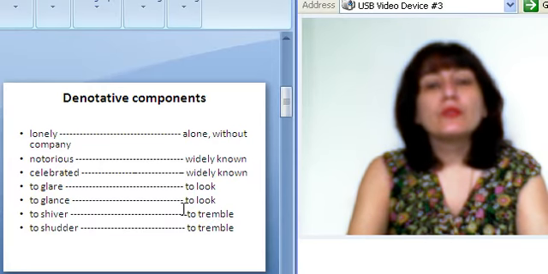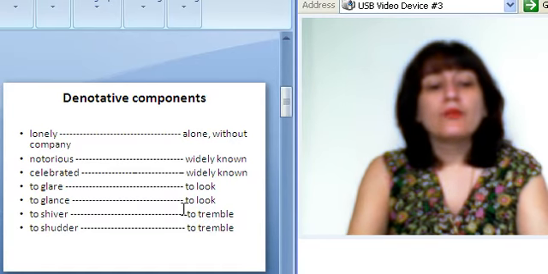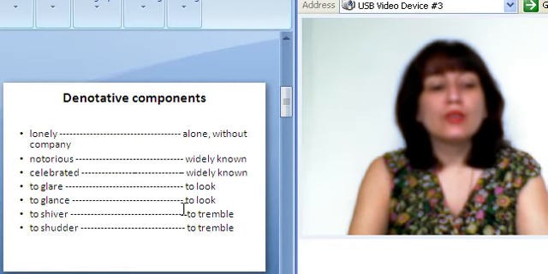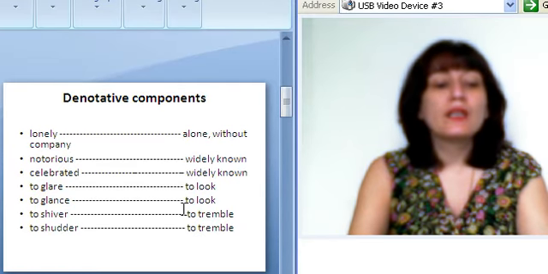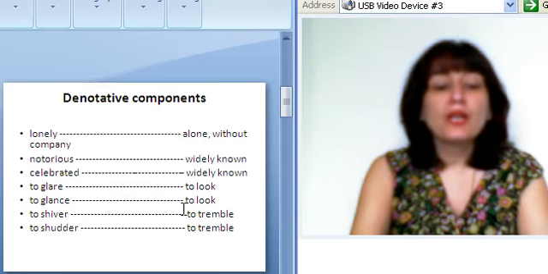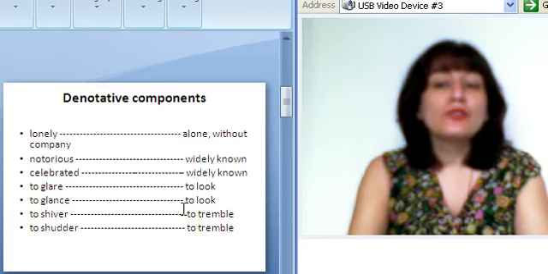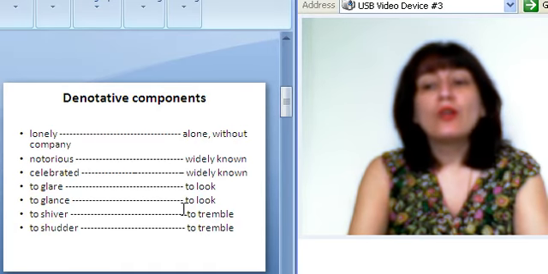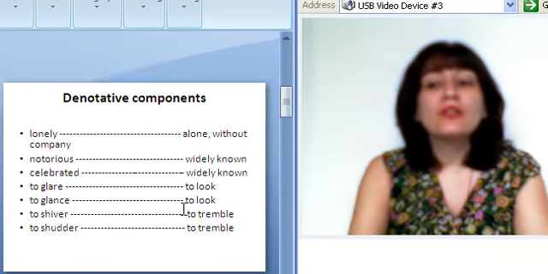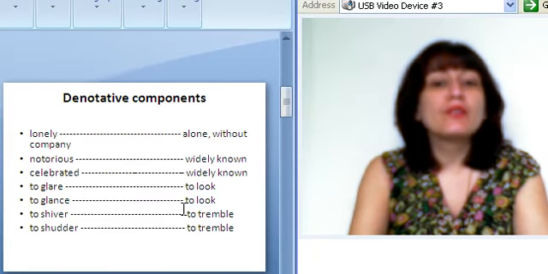The denotative components of the adjective lonely are alone, without company. Of the adjectives notorious and celebrated, widely known. Of the verbs to glare and to glance, to look. Of the verbs to shiver and shudder, to tremble. It is quite obvious that the definitions given in the right-hand column only partially and incompletely describe the meanings of the corresponding words.